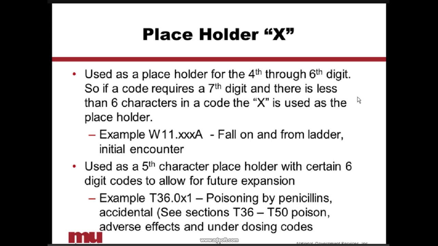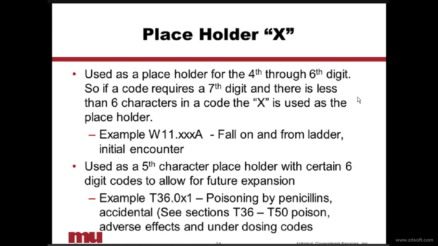Placeholder X. We all know in ICD-9, as I said, your codes can be between 3 and 5 digits. And not all the codes require that 4th or 5th digit, so you wouldn't add extra characters or extra digits or a 0 to make that code 4 or 5 digits. The same holds true for your ICD-10 codes, but ICD-10 uses a placeholder of X. That will fill in the empty characters when a code is less than 6 characters in length and it requires that 7th digit.